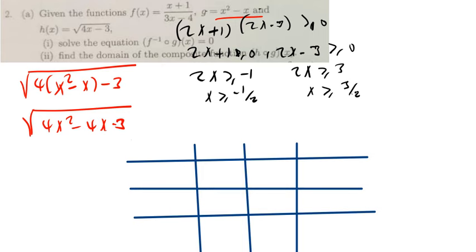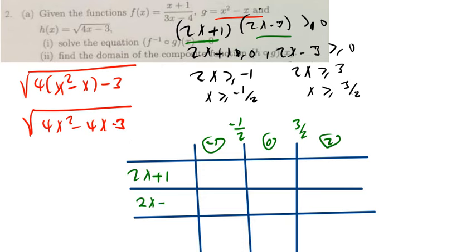That's my table. So the first critical point is -half. The second one, 3 over 2. Here I can put 2. Here I can put 0. Here I can put a number which is less than that critical point. Here you just get what you have there, 2x plus 1, 2x minus 3, like that. The last box, you put both of them.